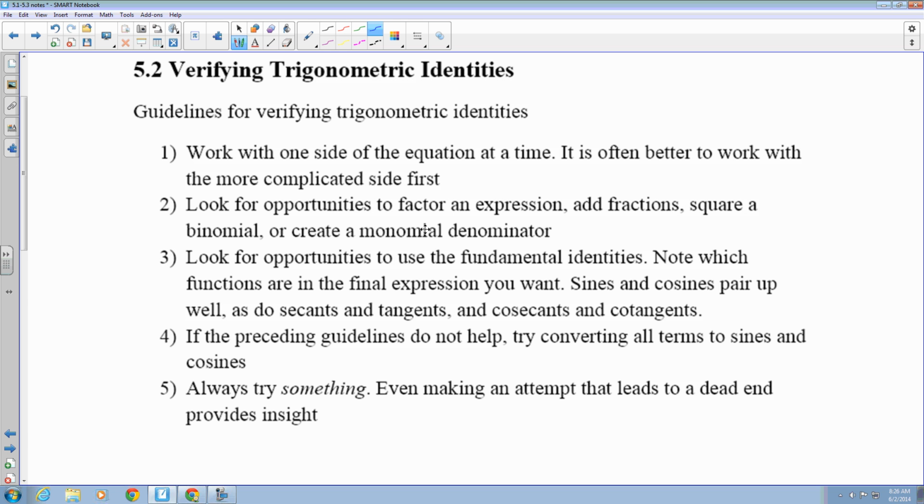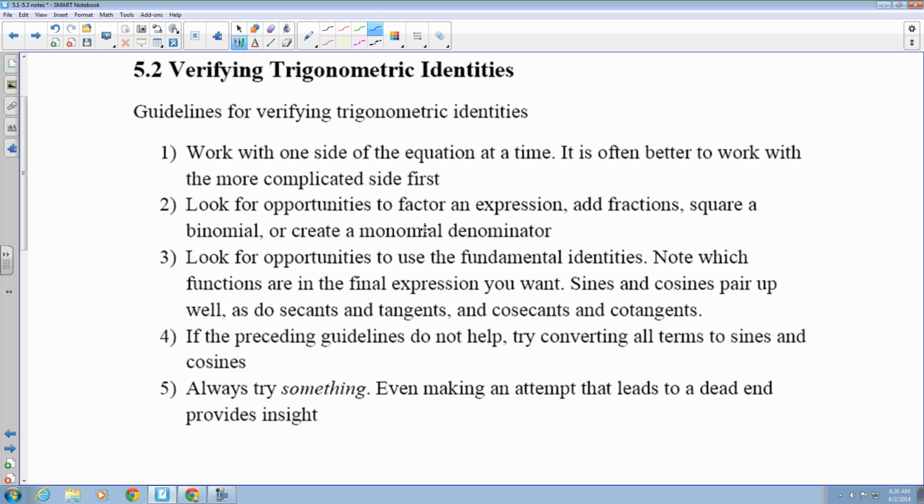But that's a good thing to try most of the time when you're stuck: start with the difficult side and try to work it to the easier side. Look for factoring, adding fractions, squaring a binomial, or creating a monomial denominator. Remember, a monomial denominator means that you can split it up into more than one term. But if you have more than one term on the bottom, then you cannot do that. Look for opportunities to use the fundamental identities.